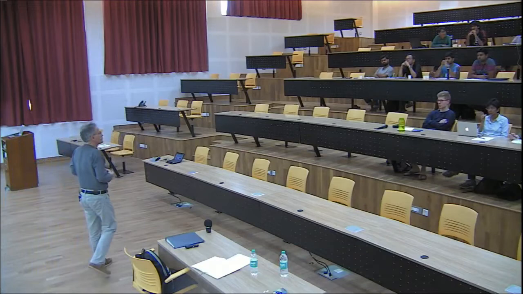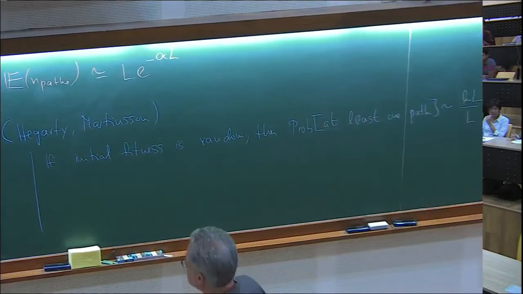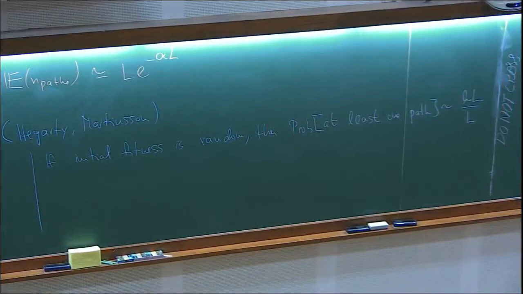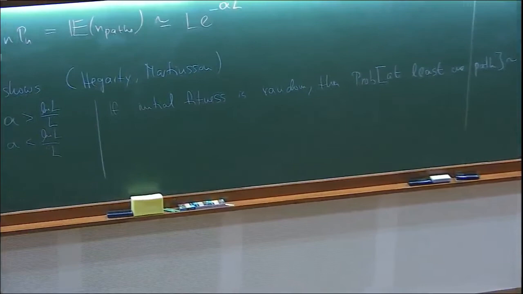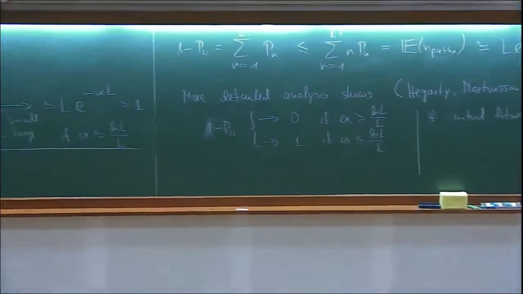Okay, so that's the story about the accessible pathways in this House of Cards landscape. The next thing I want to do is to discuss a class of models that are slightly more realistic. The House of Cards model has, not surprisingly, too much sign epistasis to be realistic.